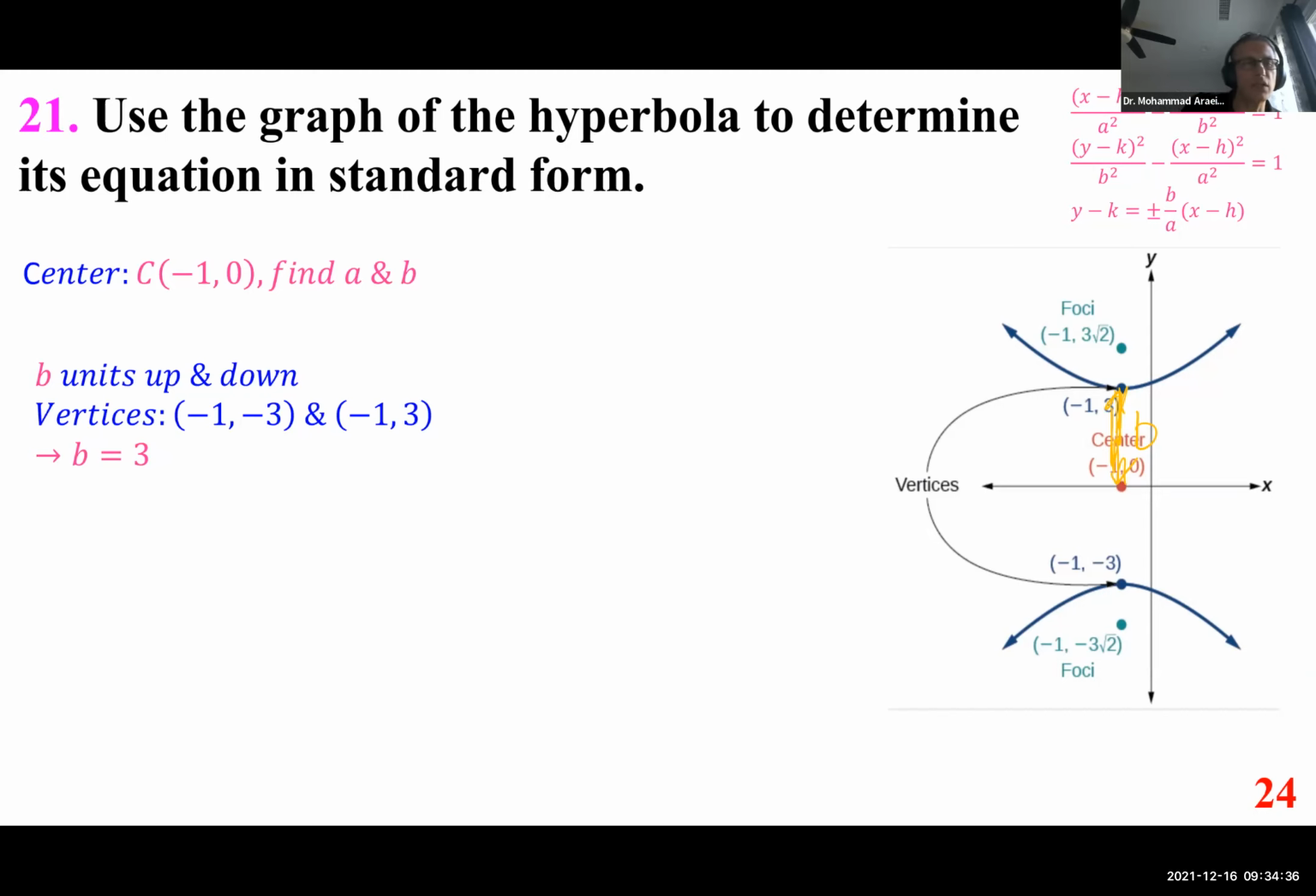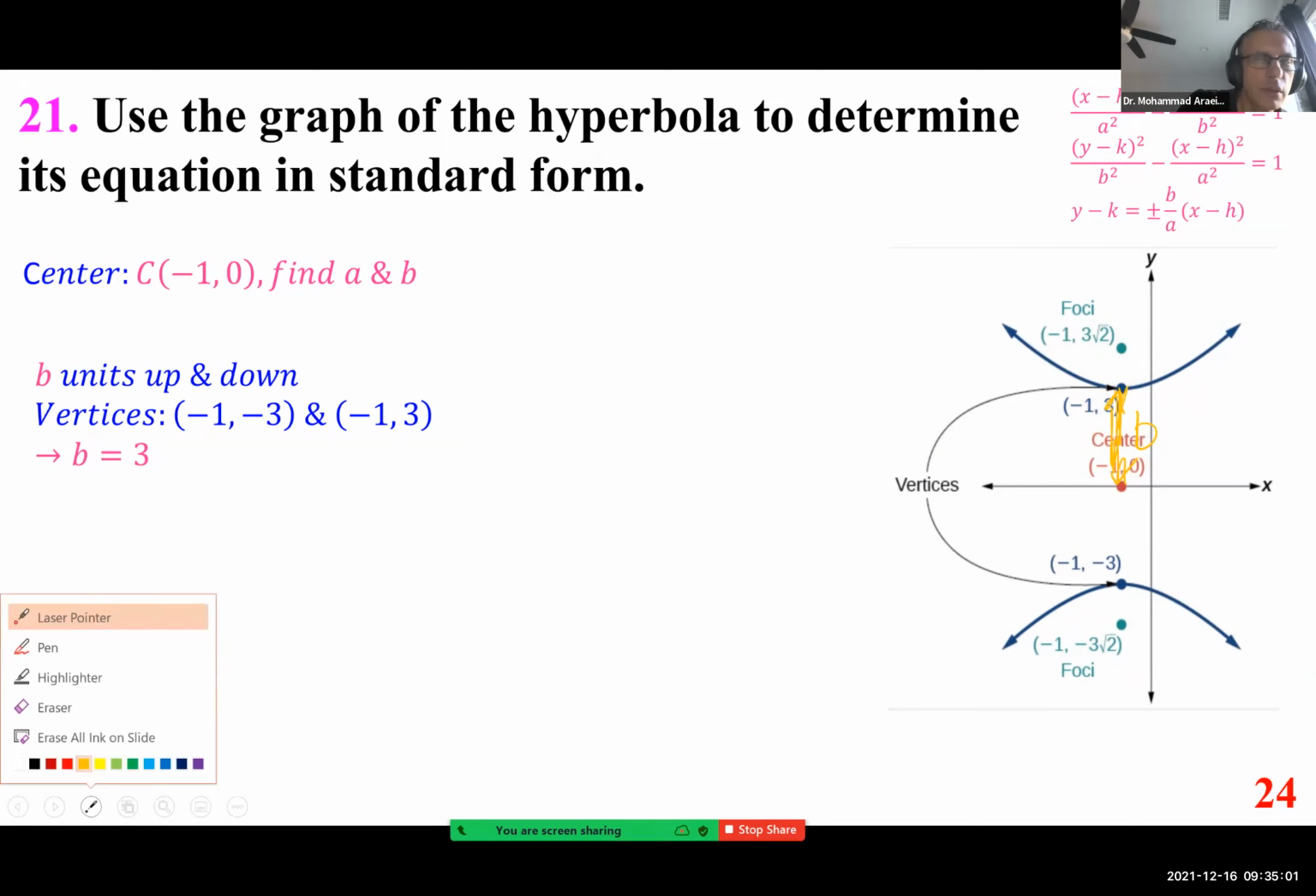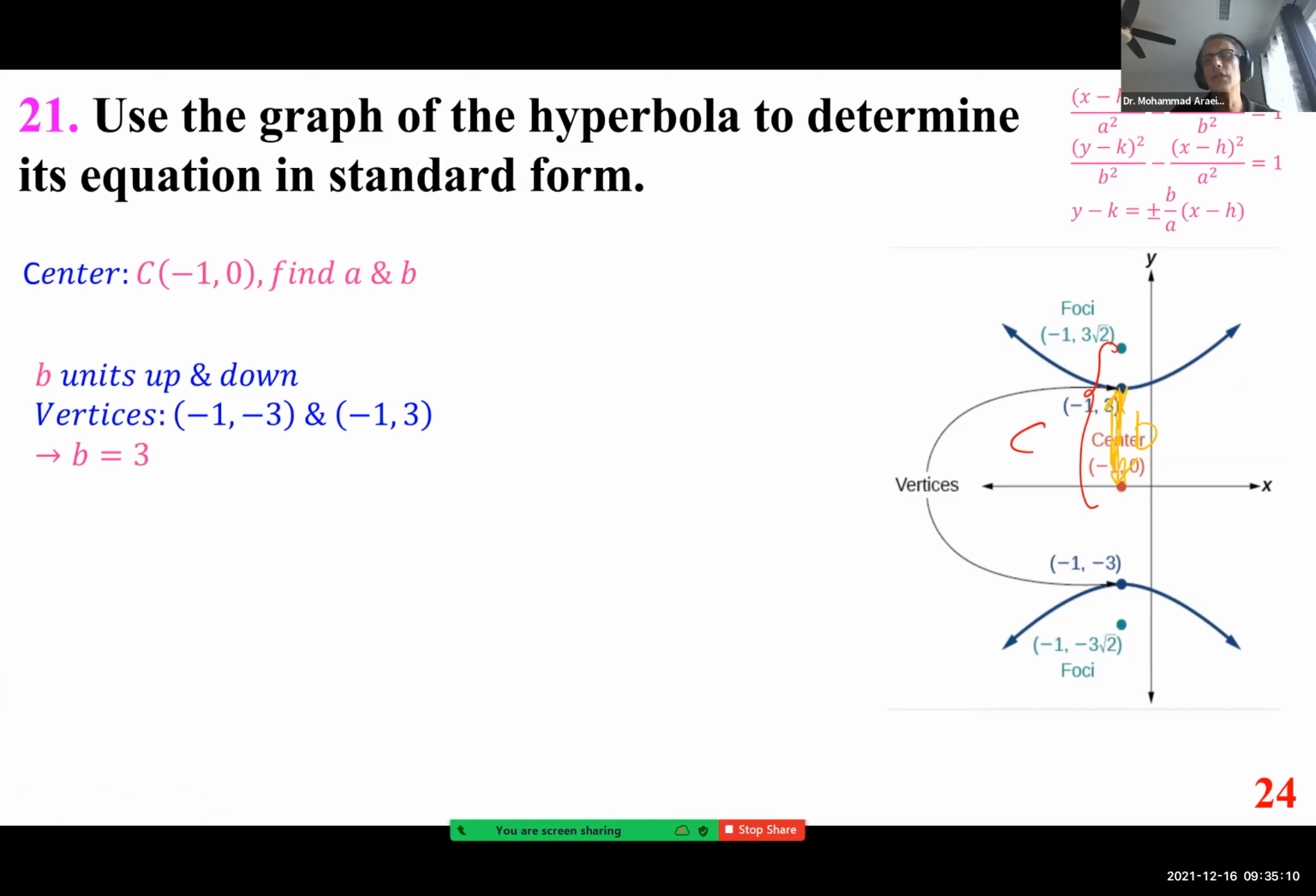How do we find A when it's not given? We notice the location of the first focus and the second focus. So foci are located at these 2 points. And so we can calculate the distance from here to here, which is 3 square root of 2. The distance from here to here. Let's see, what color do we use? So this distance is C.